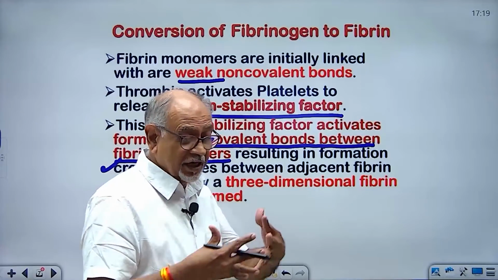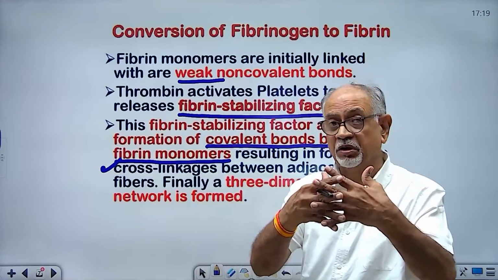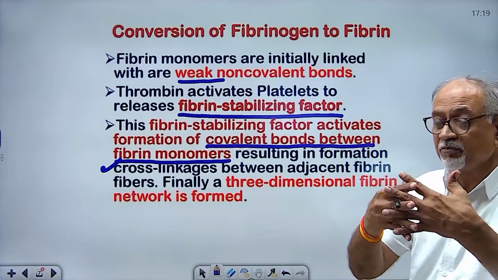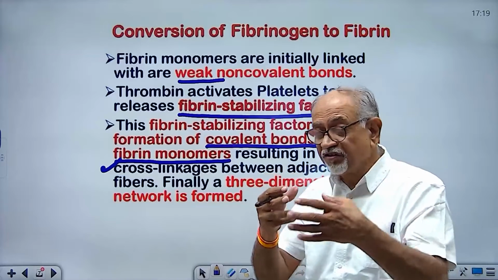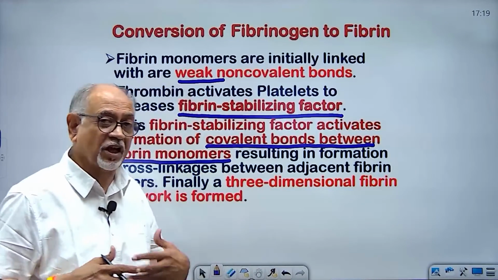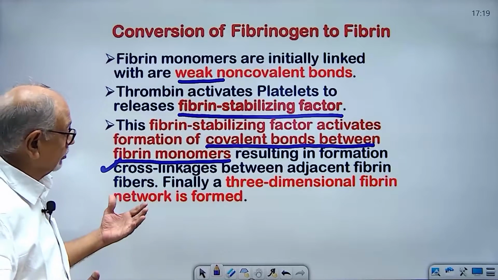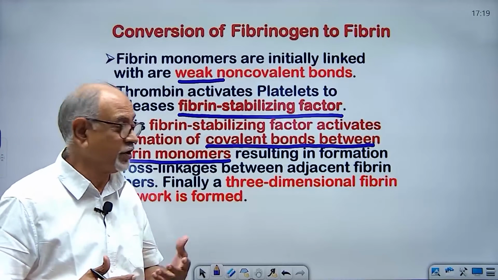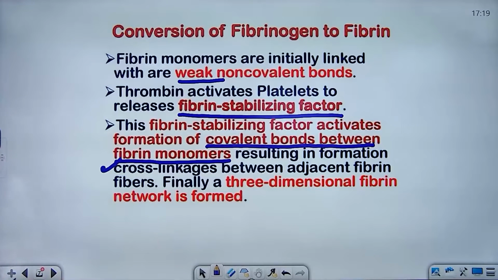Finally, a three-dimensional meshwork is formed of fibrin fibers in which blood cells, RBCs, WBCs and platelets are trapped along with the plasma proteins, thereby forming a clot.